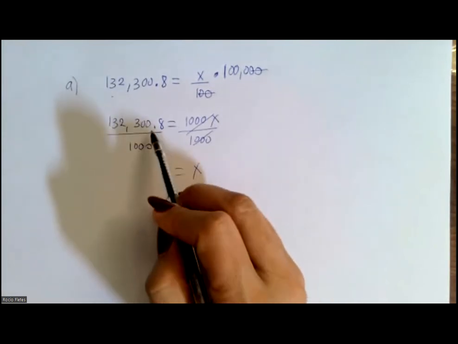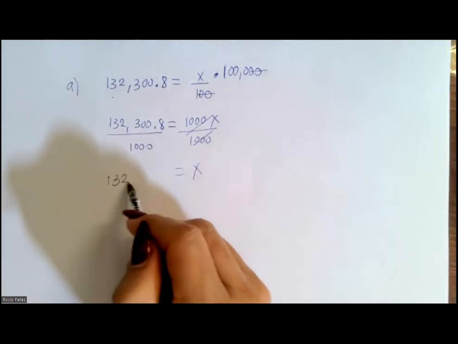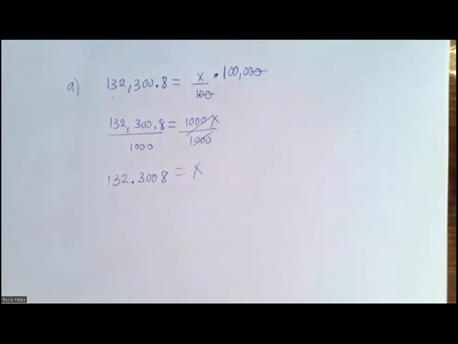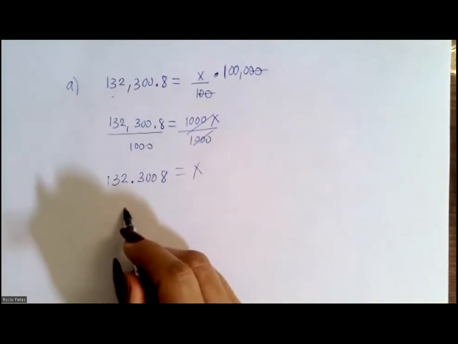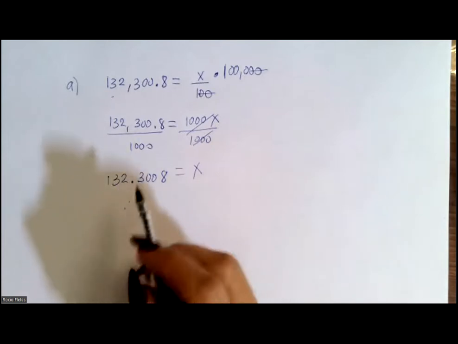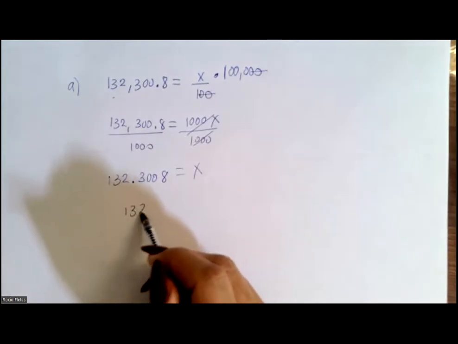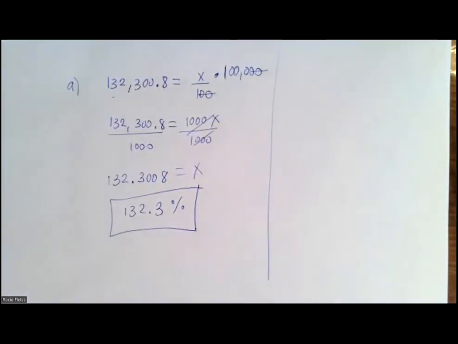And so this is going to move the decimal point three places to the left. So 1, 2, 3, so it's 132.3008 is equal to X. So if you round to the nearest tenth of a percent, sorry, this is already in percent form because that's what we set it up to be. So this is 132.3% of the mortgage amount. So you pay for the house almost 1 1/3 times, right? So this is 132.3% of the mortgage amount.